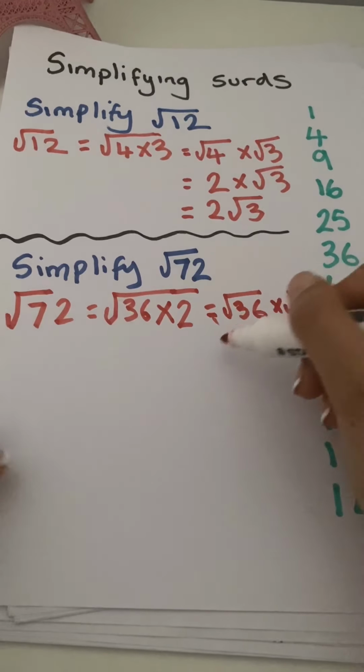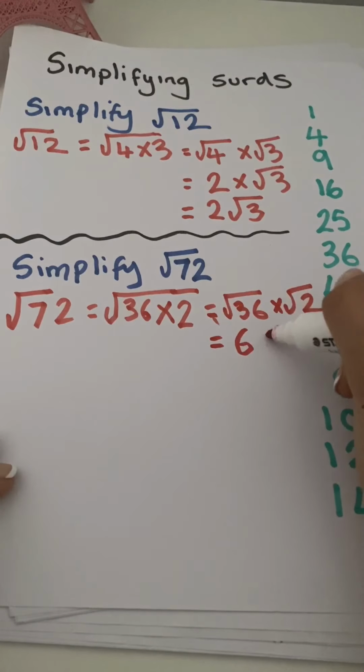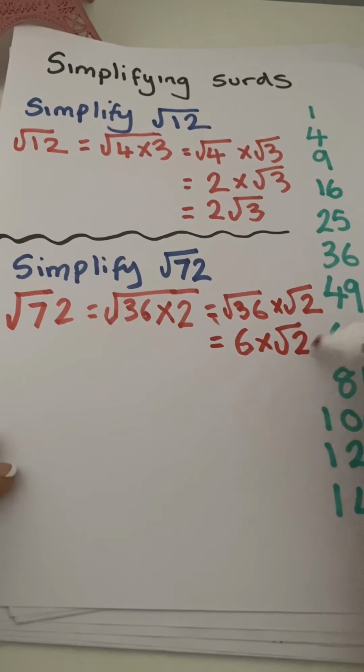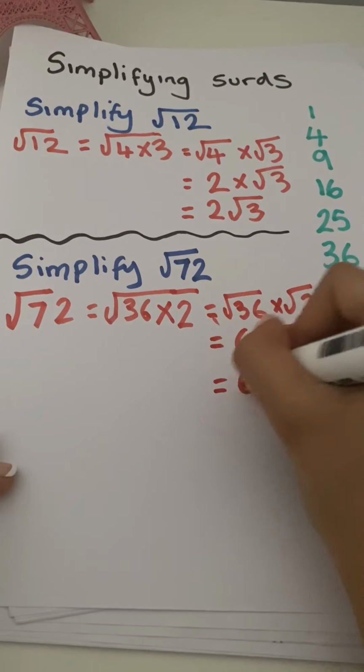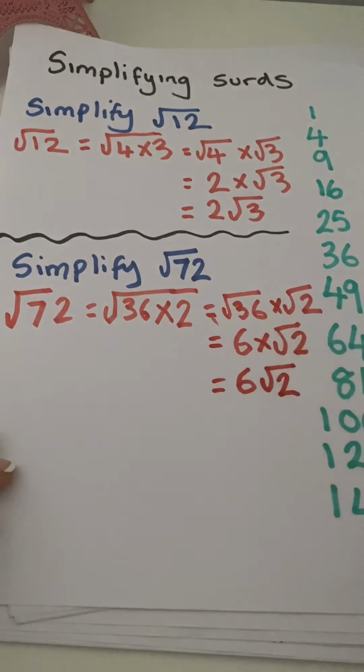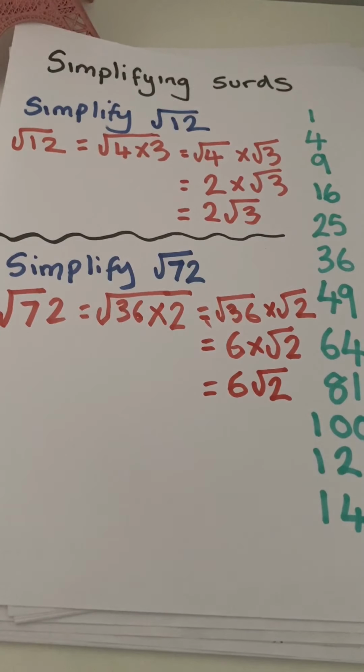What is the square root of 36? Well, it is going to be 6. 6 times root 2. And now I can just get rid of that multiplication sign and leave it as 6 root 2.